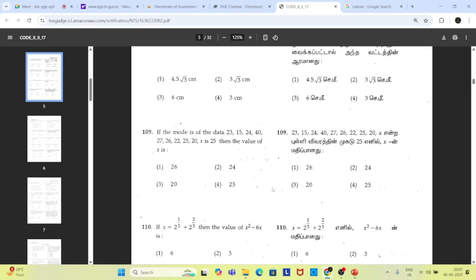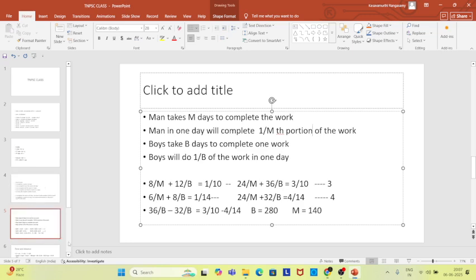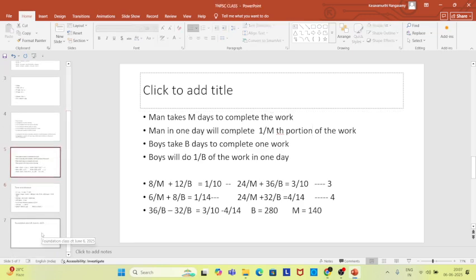Mode means what? Have you heard of this mean, median, mode in statistics? Have you studied this? Yes, sir. No, but what about others? CBSE, they have studied. State board, have you studied? I don't know. I'm not very sure. Okay, I will teach that. No problem. These are all very easy problems only.